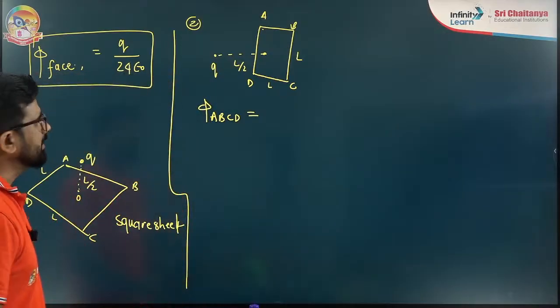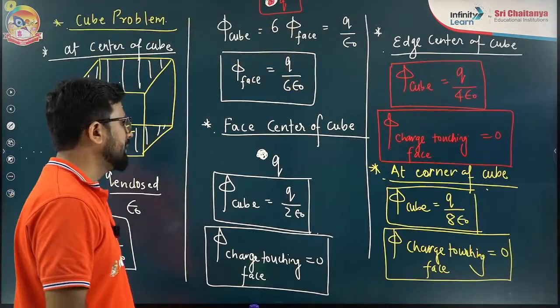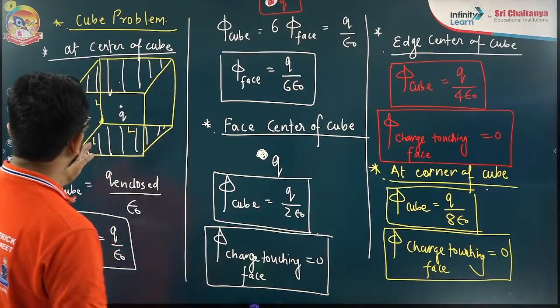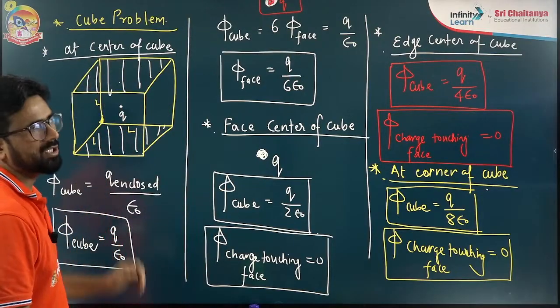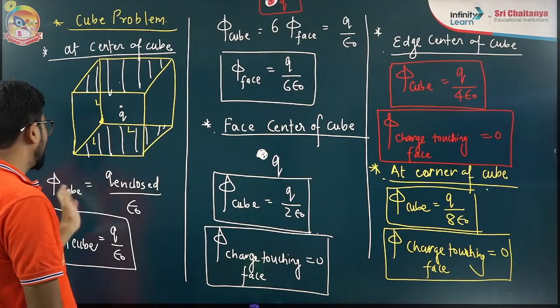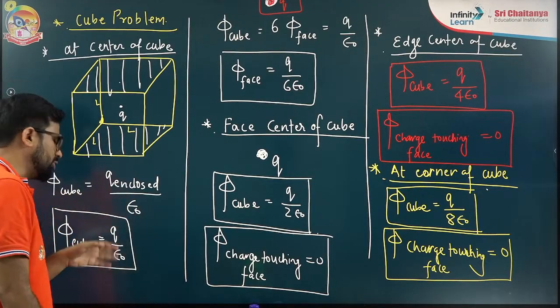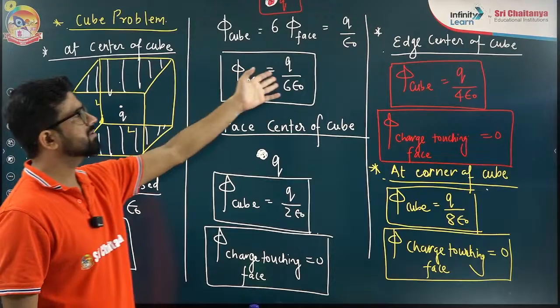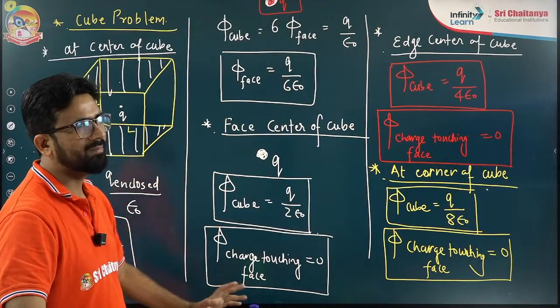So what we discussed in the previous slide, in the very first case: if charge Q is placed at the center of the cube, what is the total flux? Q by epsilon. Due to one face, how much? Q by 6 epsilon, we have discussed.